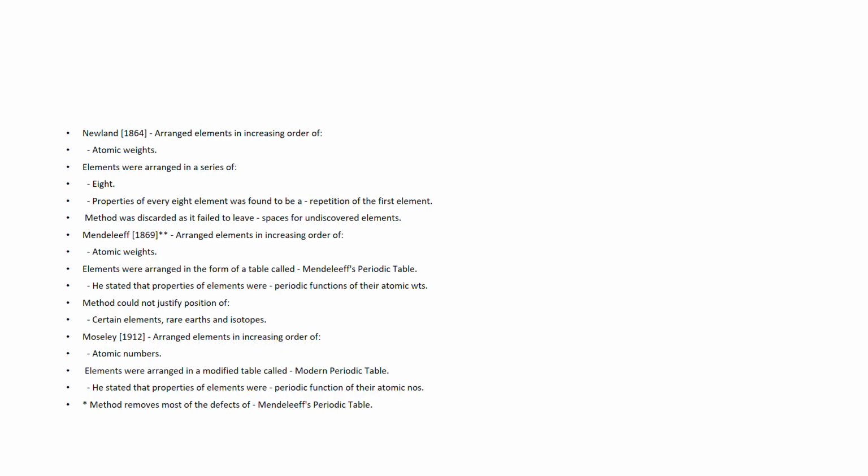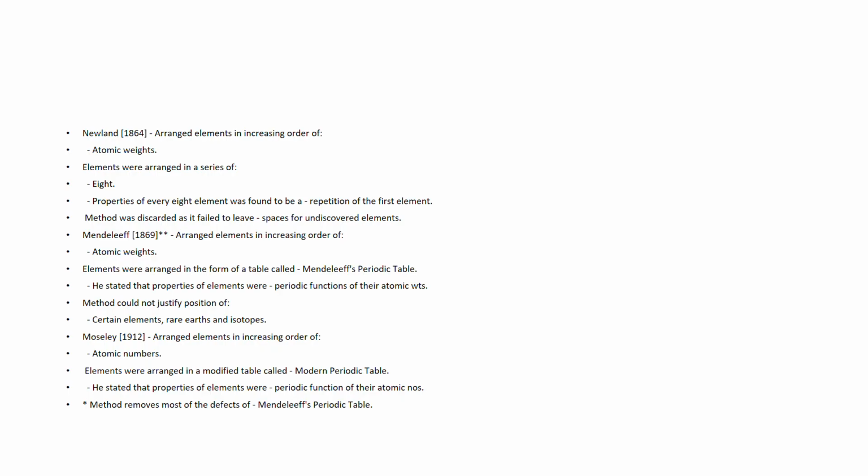undiscovered elements. Okay, next, what Mendeleev did is, he made a table called the periodic table, and he stated a law that the properties of the elements were the periodic functions of their atomic weights. According to this, Mendeleev said that the properties of elements depend on their atomic weights, and he arranged them in order of atomic weights, the smaller before and the larger ahead. This made it very easy at first, but he couldn't give a specific position to certain elements like rare earth elements and isotopes. So this was discarded.